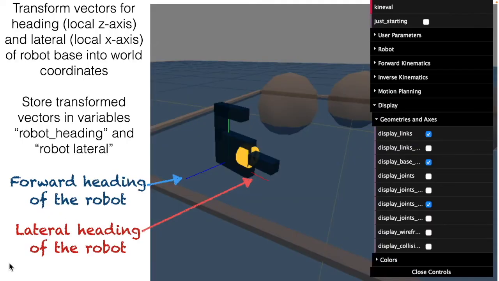One visualization that can be useful is displaying the axes for the base joint. When you visualize the axes for the base joint, note that the blue axis corresponds to the forward heading of the robot, whereas the red axis is the lateral, sideways heading.